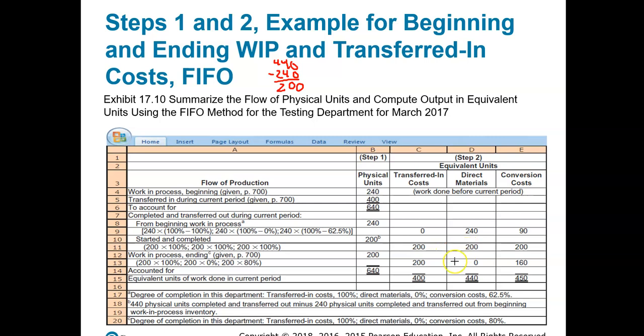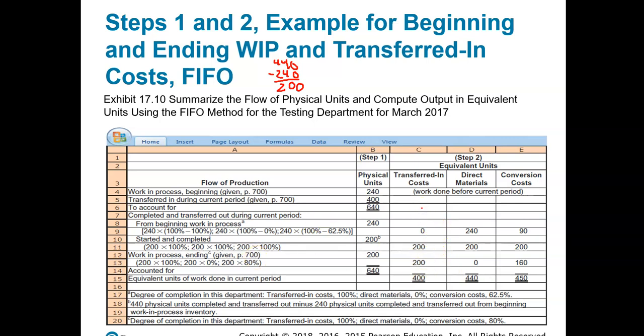But we need to also compute the amount of work done in this period for direct materials and conversion costs. In this situation, for our ending inventory, we added no more direct materials yet, but we did some conversion, and we were 80% of the way through the conversion process. So we take that 200 times 0.8 to get 160. So again, those are the equivalent units of work done in the period, step 2.